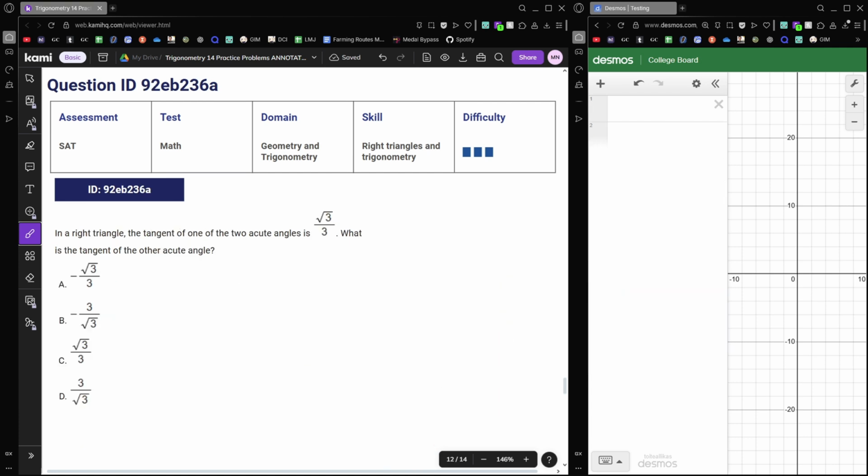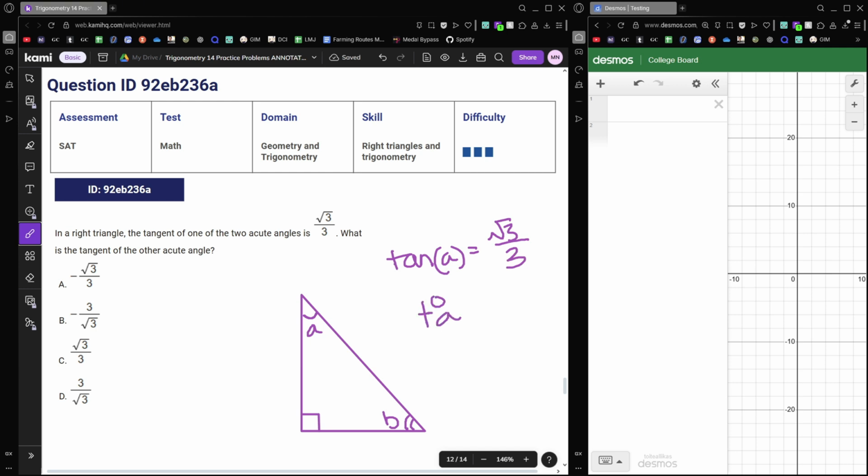Question number 12. In a right triangle, the tangent of one of the two acute angles is square root 3 over 3. So here we have an acute angle, and I'll call this angle A. And here we have another acute angle, and I'll call this angle B. So theoretically, let's say that the tangent of angle A is equal to square root 3 over 3. In SOHCAHTOA, tangent is TOA, which is opposite over adjacent. So once again, here's angle A. Opposite of angle A is this side right here, which would be square root 3. And then adjacent of angle A would be this side right here, which is 3.